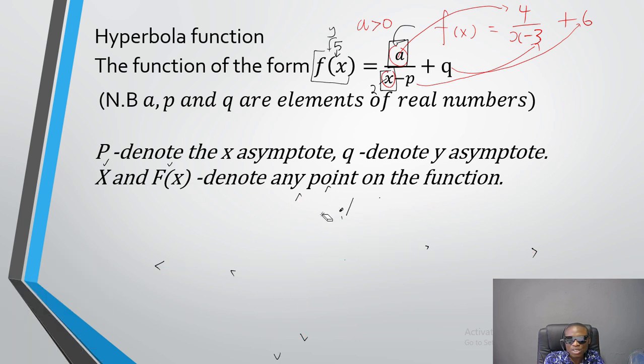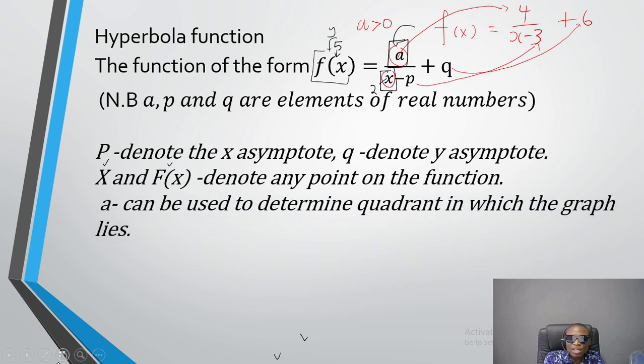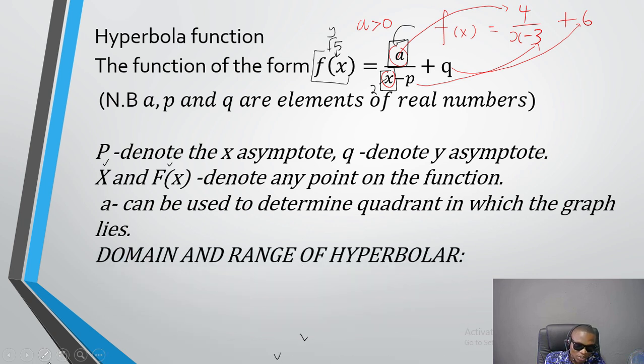Most of these things I will still explain. a can be used to determine the quadrant in which the graph lies. We'll talk about it. The domain and the range of the hyperbola: we'll talk about them immediately after sketching the graph. I'll explain what the domain of the hyperbola is and what the range of the hyperbola is.